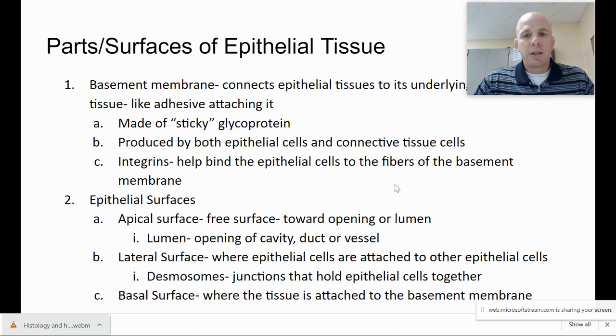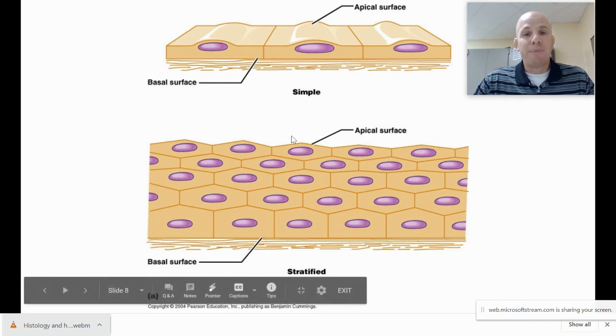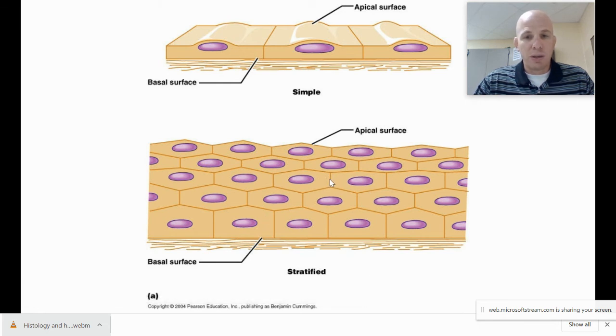Okay, so let's take a look at this. So here we go. I have an apical surface. This part up here would be facing the lumen or the opening. The basal surface is down here, way down by the basement membrane. Okay. Now, simple and stratified, we're going to see those in a minute. But if I could pretend like there's a little thing between these two cells, that'd be those desmosomes holding them together.